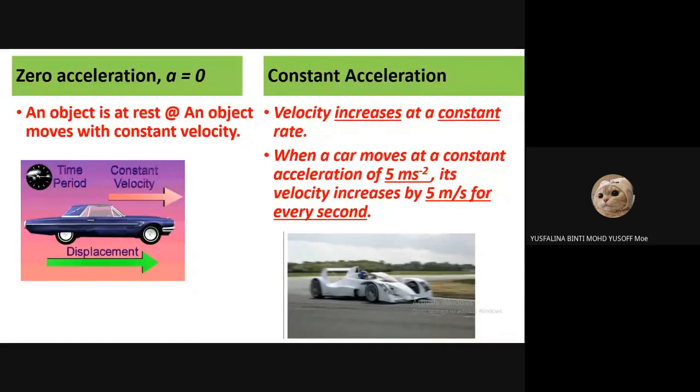Or you can say the object is at rest, meaning it's not moving at all. That one we also call zero acceleration. Or the object moves with constant velocity, meaning the object moves with the same velocity throughout the time. I drive 50 kilometers per hour for 1 hour. I didn't increase it to 60 or decrease it to 40. I maintain 50 kilometers per hour for 1 hour. That's the meaning of zero acceleration.